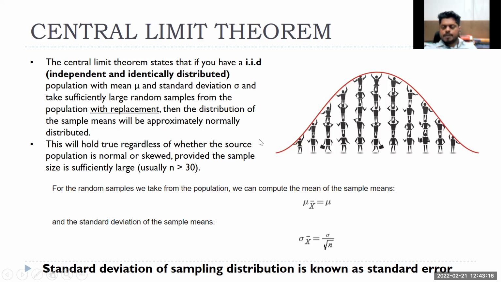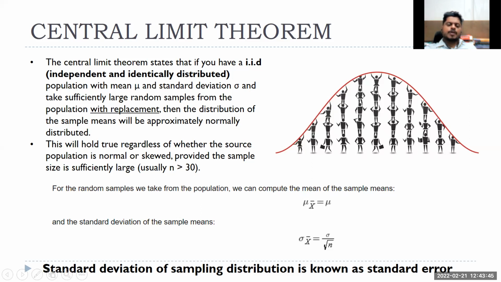The central limit theorem, which is the basis of all the hypothesis testing we are going to cover, talks about something called the sampling distribution, which is a hypothetical or theoretical distribution. Using that distribution, for random samples we take from the population, we can compute the mean of the sample means. So the mean of the sample means of all the theoretical samples, mu x bar, will be equal to the population mean.